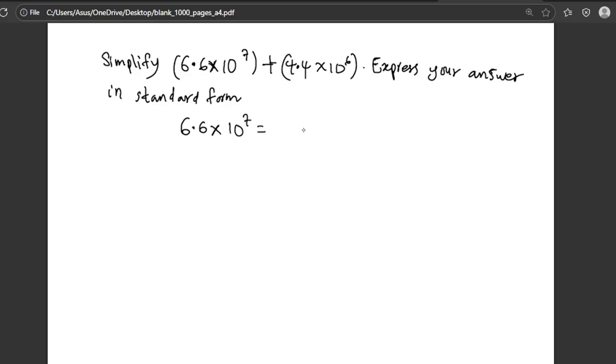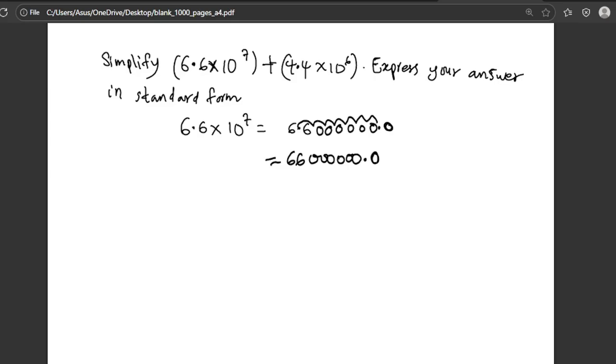So this is 6.6 times 10 to the power 7, telling us that we have to move the decimal point to the right 7 times: 1, 2, 3, 4, 5, 6, 7. We fill the empty places with zeros.